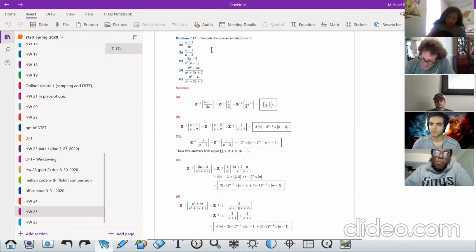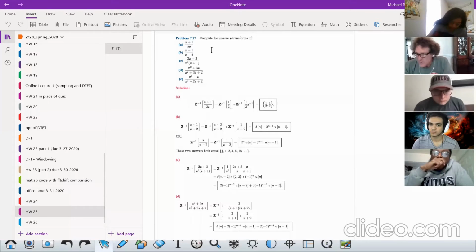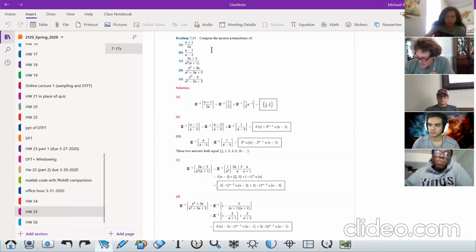Now, this is about the inverse Z transform. I put up some notes and I said there are two ways to do this. Usually the best way to do the inverse Z transform of a function, if you have X of Z, is to first divide by Z and then do the partial fraction expansion.